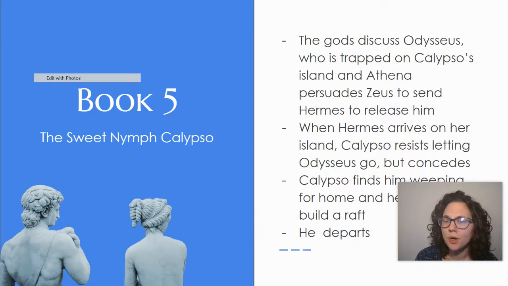So Athena is Zeus's favorite daughter, and she is Odysseus's patroness. So she takes care of him and helps him immensely throughout the story. We've already seen Athena helping his son, Telemachus. So she's very much a fan of Odysseus's family and his son. So she persuades Zeus to send the messenger god Hermes to talk to Calypso and get him set free.